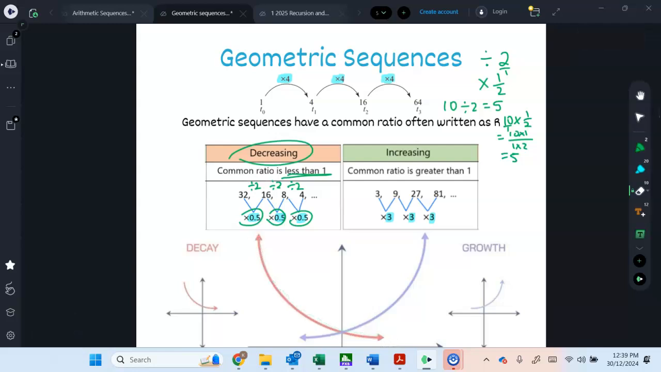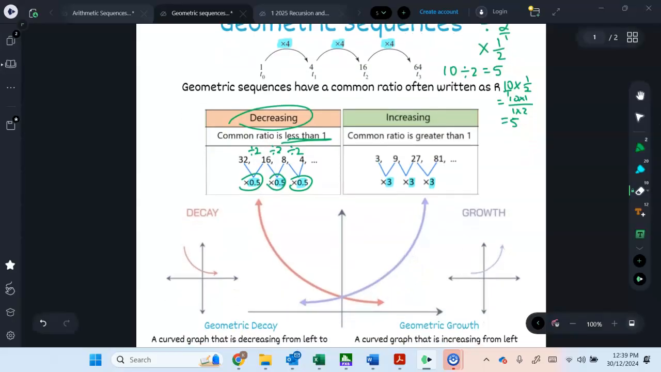Now, if it's increasing, your common ratio is greater than 1. So it's getting bigger each time. That's the blue example. So you can see them both there. That's the graph. So these are examples of exponential growth or exponential decay. We tend to call it just geometric growth or geometric decay, but it's also exponential growth, exponential decay. A good example of geometric growth is COVID.